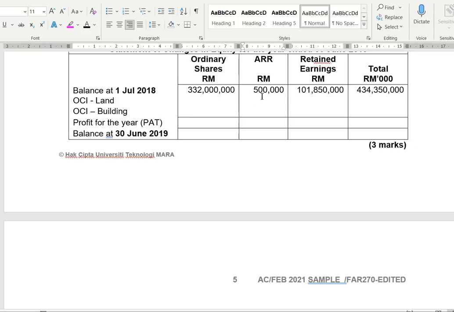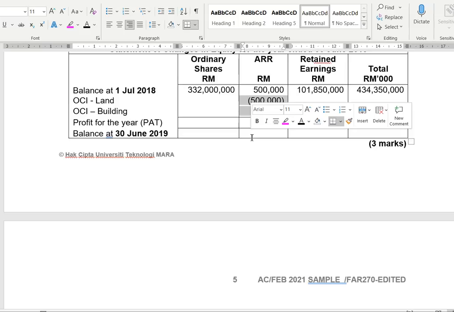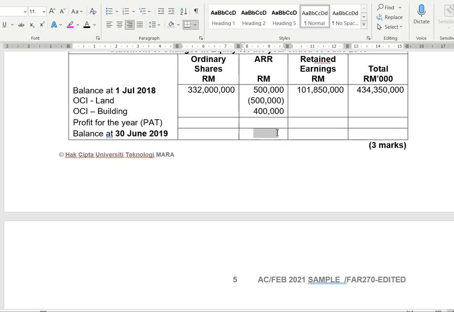Then the first item that you need to adjust is this, to reduce the revaluation reserve balance, since the deficit is there. So you need to go and utilize the deficit first, the 500,000. The remaining 200,000 is the one that you debit to the expenses. So I'm focusing on that. And for the building, the new revaluation surplus is 400,000. So at the end, you will have an amount of 400,000.